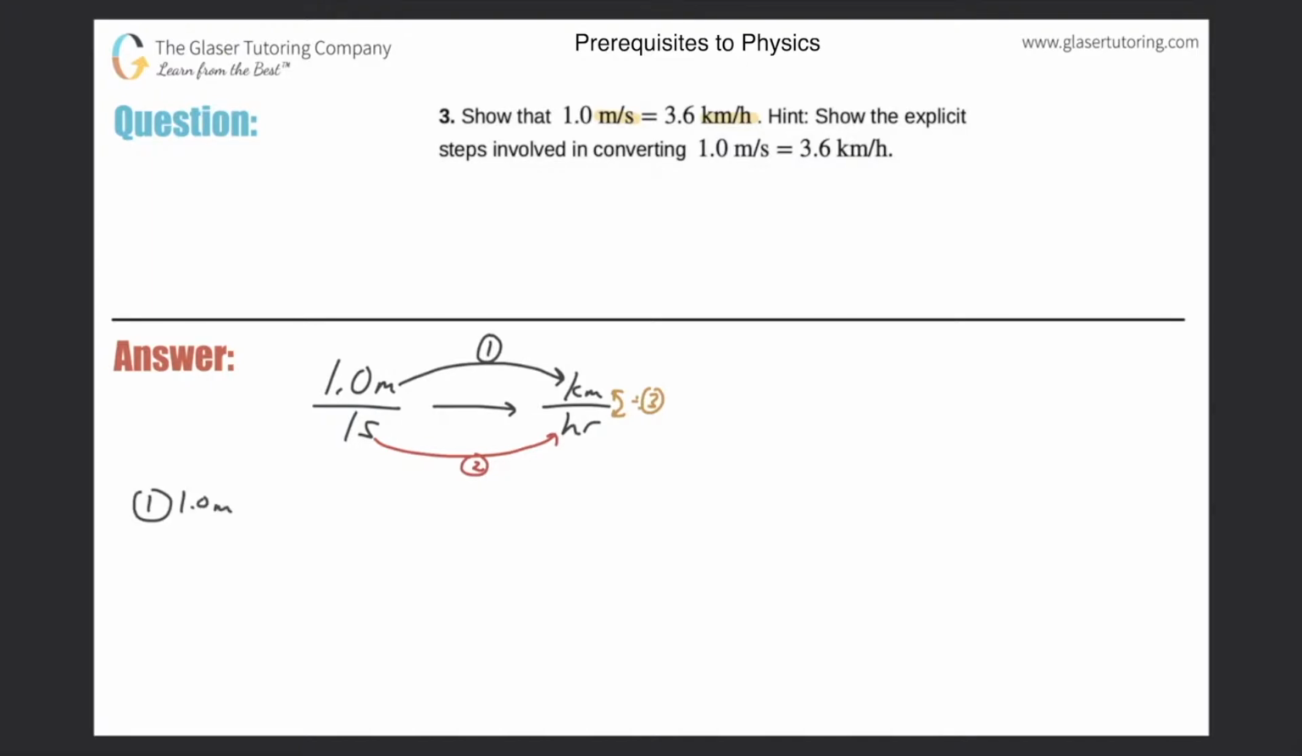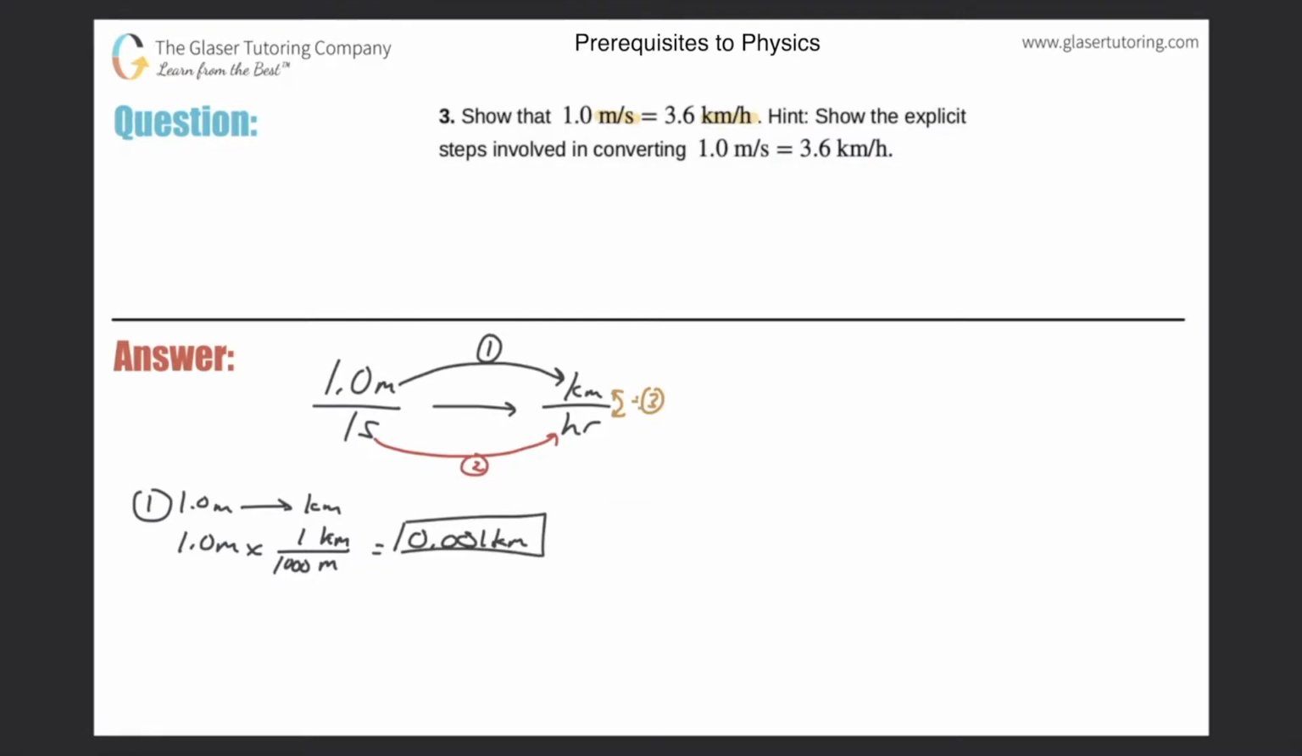1.0 meters, convert that into kilometers. So let's write down what we're given, 1.0 meters. I'm going to write meters in the denominator and kilometers in the numerator because I do know the relationship between the two, right? There are 1,000 meters in 1 kilometer. So therefore this number should work out to be 0.001 kilometer. Great, that's the answer to part 1.